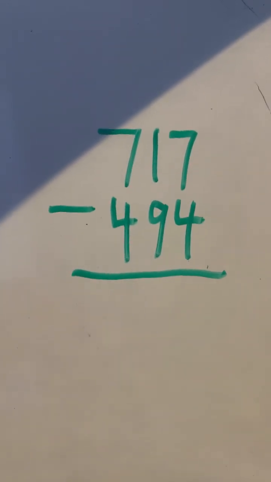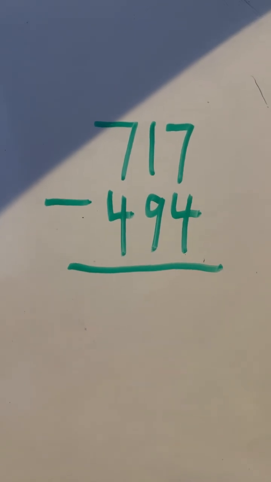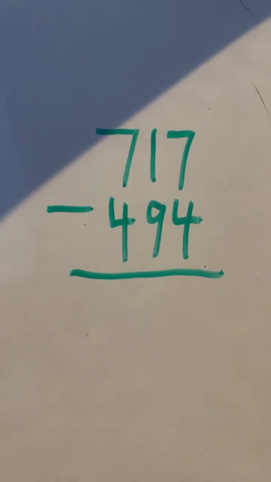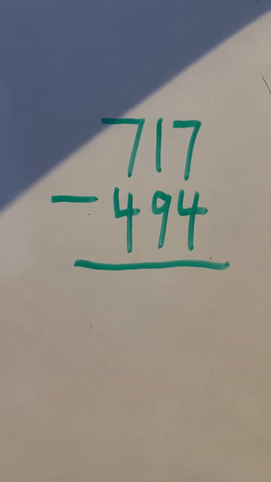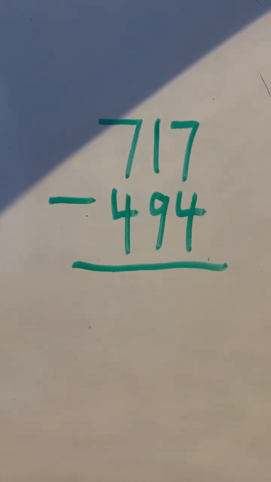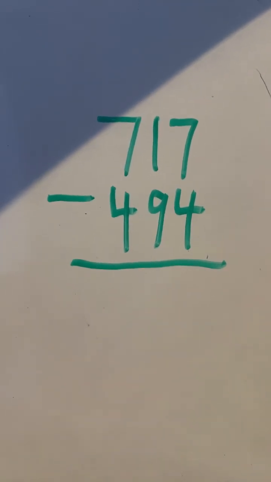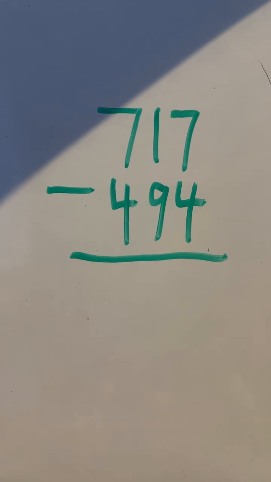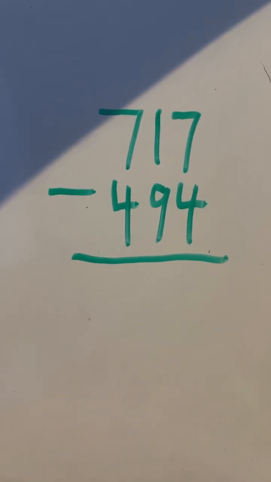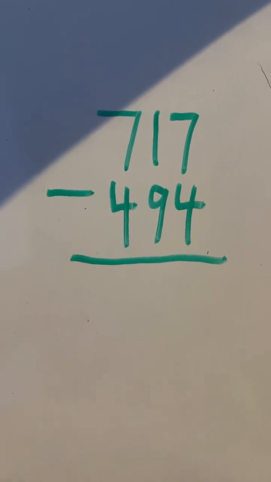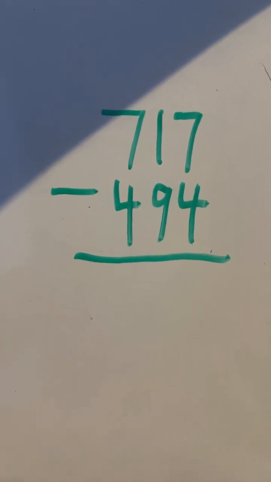All right, 717 minus 494. Now again, before we do any subtraction, we're going to see if regrouping is needed. So I'm going to ask the chat, put a 1 in the chat if we need to regroup in the ones place. Put a 2 in the chat if you think we need to regroup in the tens place. 1 for the ones place, 2 for the tens place. Put it in the chat.